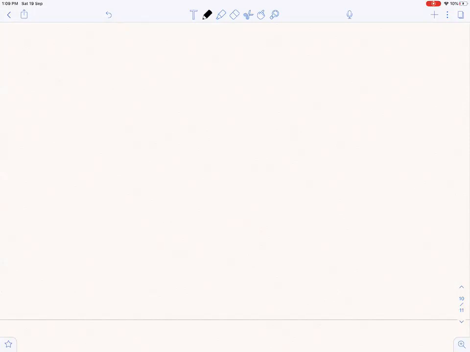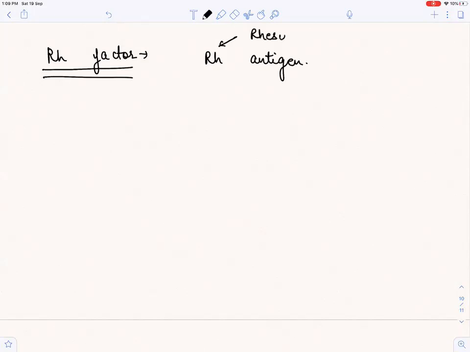Okay, now let us see what is this Rh factor. Rh factor is due to the antigen, that is the Rh antigen. We have been studying since childhood that it was found in the rhesus monkey, and that is why it is named Rh factor. I don't know since which class we are studying this. It was discovered in rhesus monkey. So now let us see what matters for us.